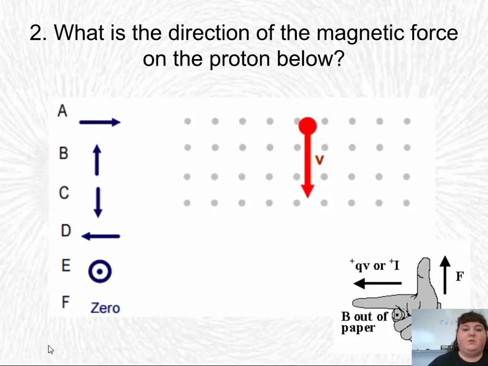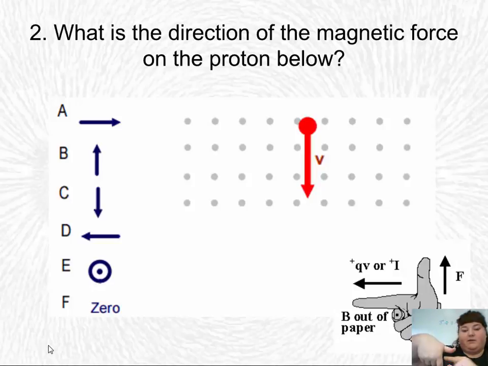So let's try another one. What is the direction of the magnetic force on a proton? So proton, I can use my right hand, below. So remember, have it set up, thumb up, pointer finger out, fingers curved. So my velocity, my pointer finger, should be going downwards this time, but my field line should be pointing towards me. So my finger should be pointing back towards me.